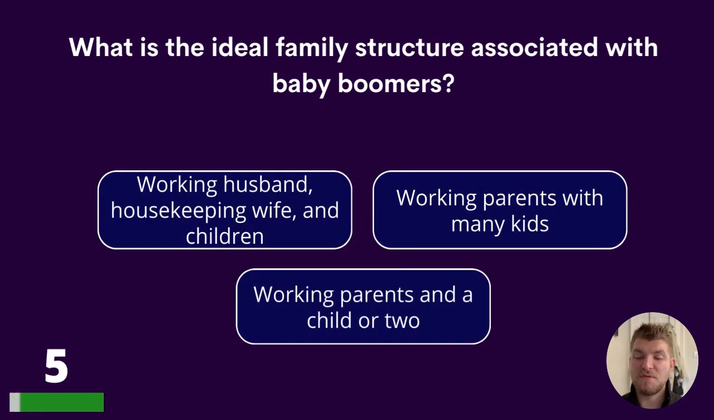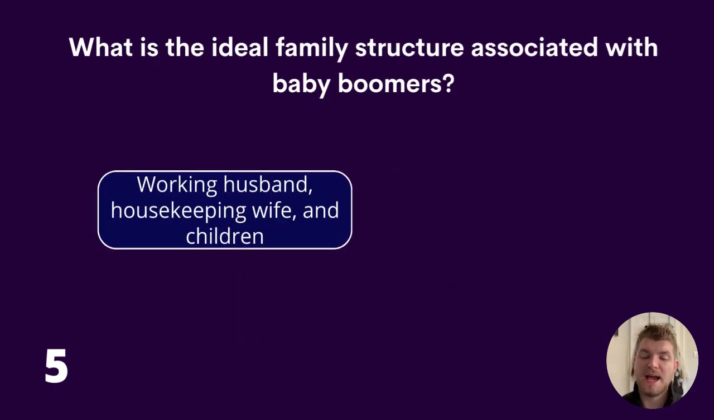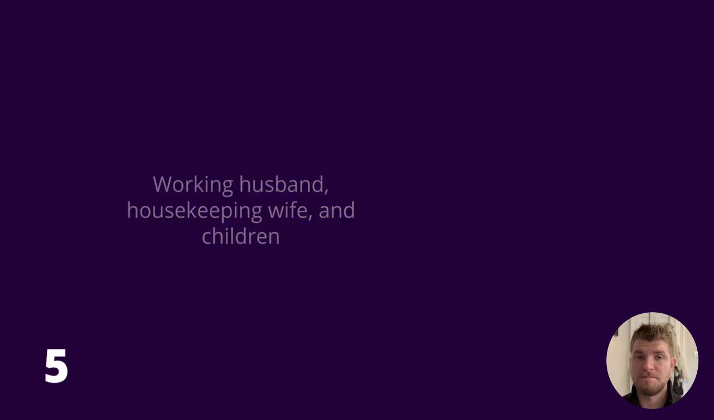5. What is the ideal family structure associated with baby boomers? Working husband, housekeeping wife and children, working parents with many kids, or working parents and a child or two? The answer is working husband, housekeeping wife and children.